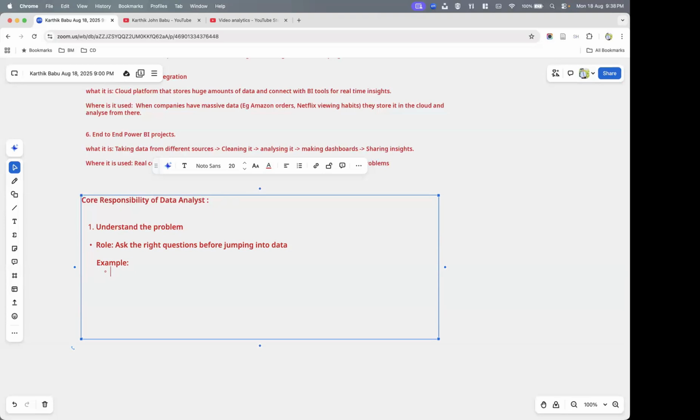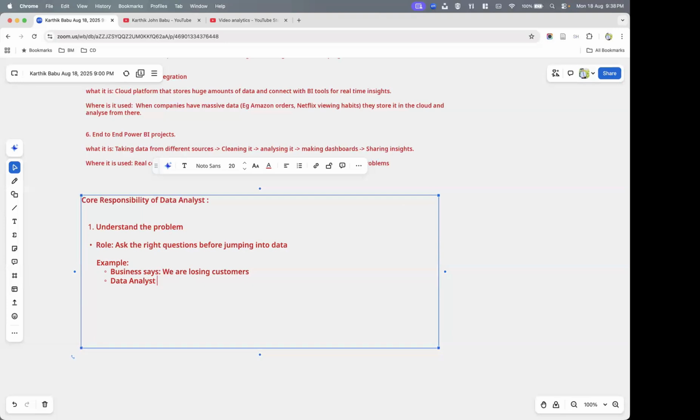The example is this: a telecom company, BSNL, the business is saying that they are losing customers. So you, being a data analyst for BSNL telecom, need to ask the right question, because only when you ask the right question will you be able to solve the problem. The business problem is, they are saying we are losing customers.